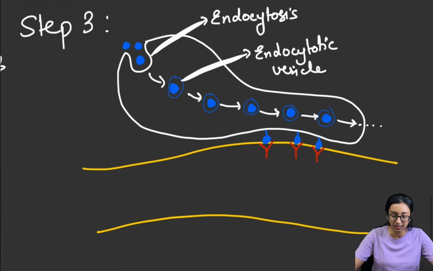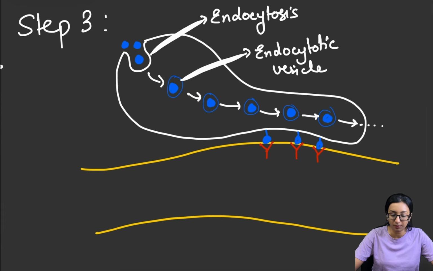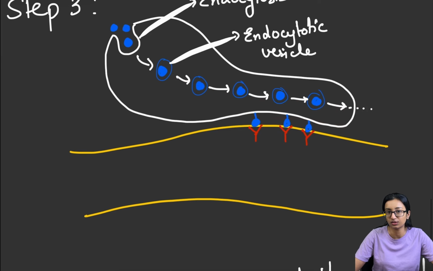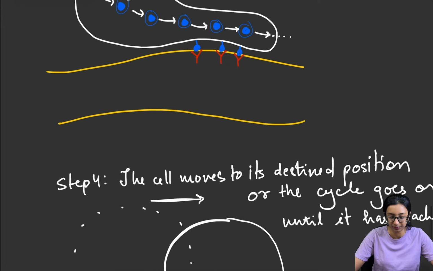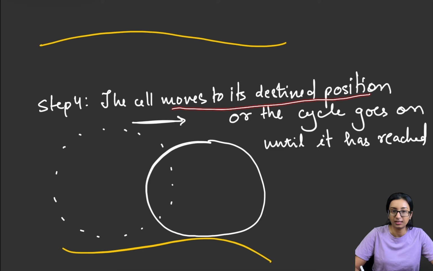So the opposite side of the cell will form endocytotic vesicles. There is endocytosis happening, and when these endocytotic vesicles are exiting, they will again form the exocytotic vesicles. This will lead the other side of the cell to come in place where the pseudopodium was formed. Hence, the cell moves to the destined position, and the cycle goes on until it has reached its position.